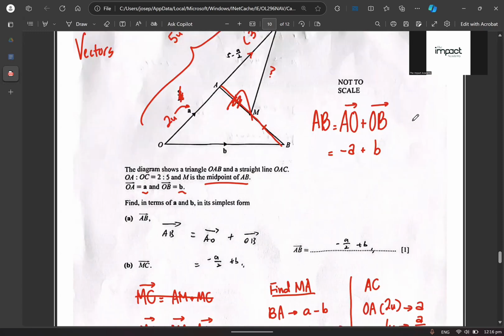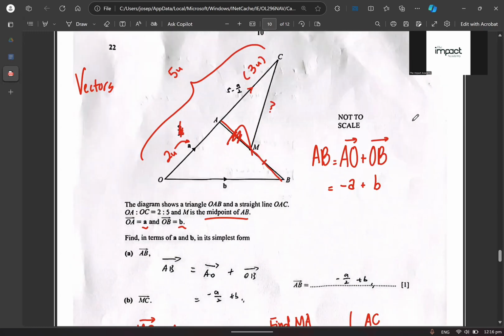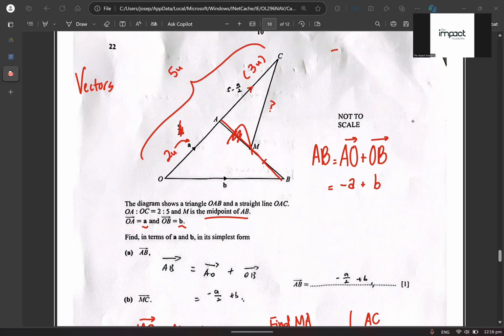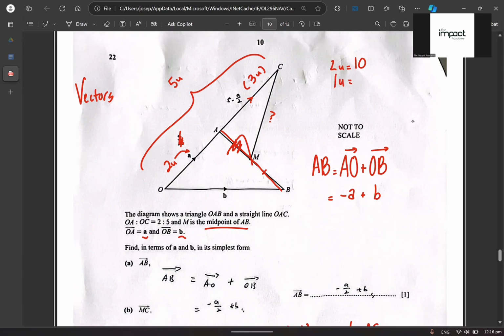You see the triangle first? Can you see OA is A? And OA is how many units? 2. Okay, how about I change? I say 2 units is equals to 10. Okay. How do you find 3 units? You make it 1 unit. 1 unit is equals to 5, right? Then after that, how do you find 3 units? Isn't that equals to 15? Now can you understand? Okay.